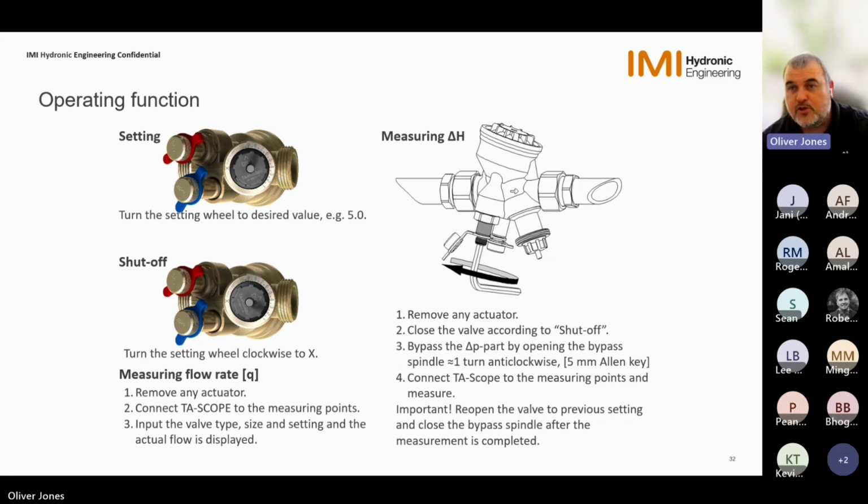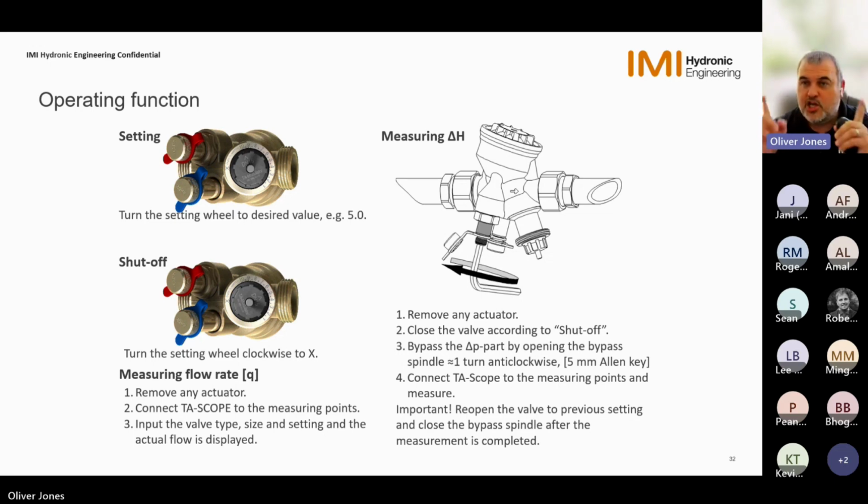Once that's done, we can open the high pressure test point, and we use a 5 mil Allen key, which is the red test point. So we place our 5 mil Allen key into the high pressure test point, and we do 1 turn anti-clockwise. This now bypasses part of the valve. It doesn't disengage the DP controller, but it bypasses to allow us to measure our P1 and P3.